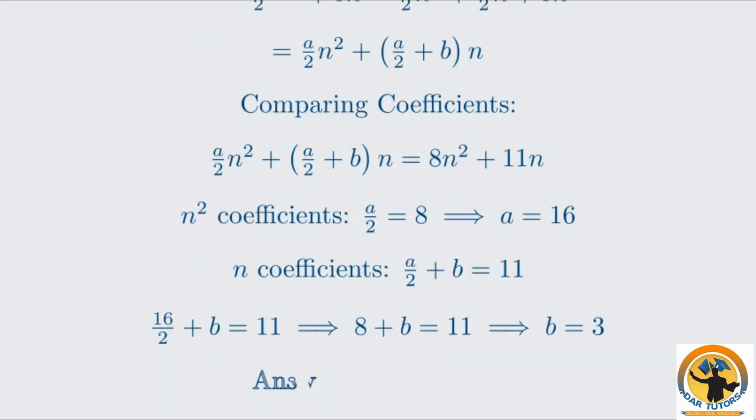So we have found our constants. A equals 16 and b equals 3. To recap, we used the properties of sigma notation to expand the left side of the equation, then compared the coefficients of the resulting polynomial in n with the polynomial on the right side to solve for the unknown constants.